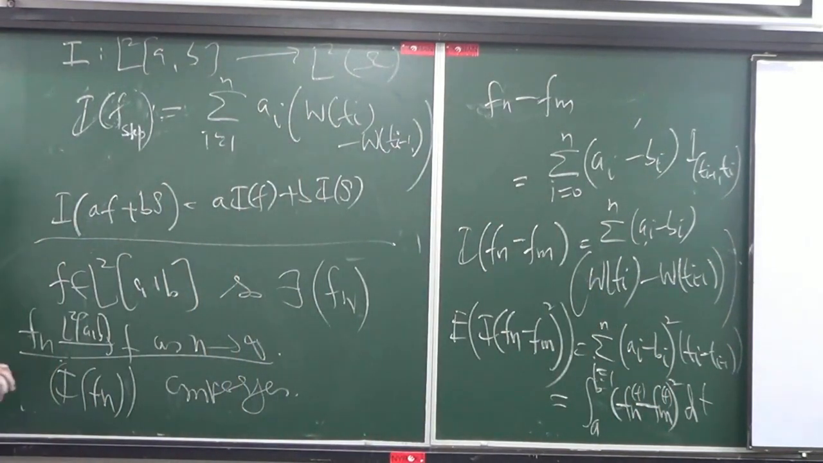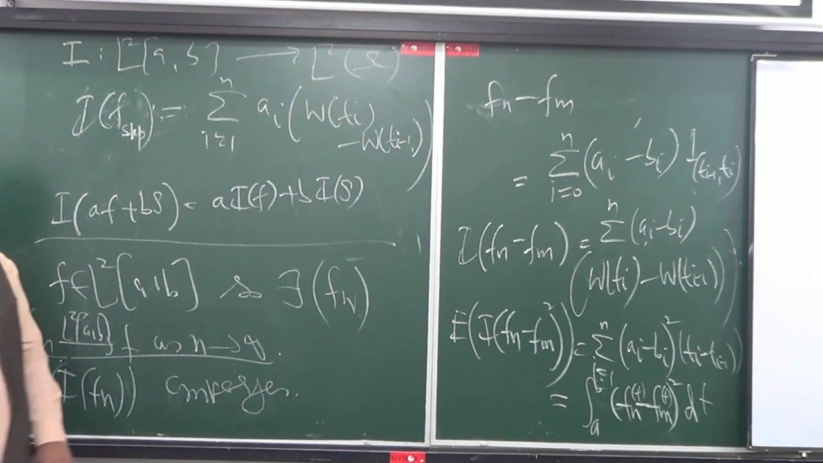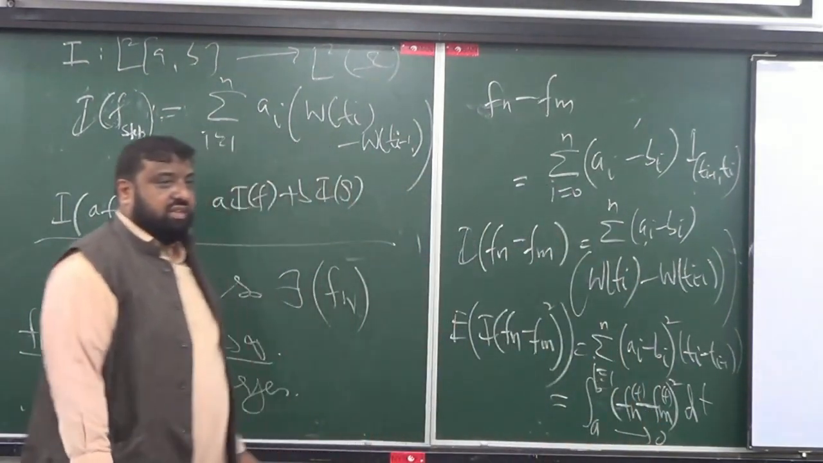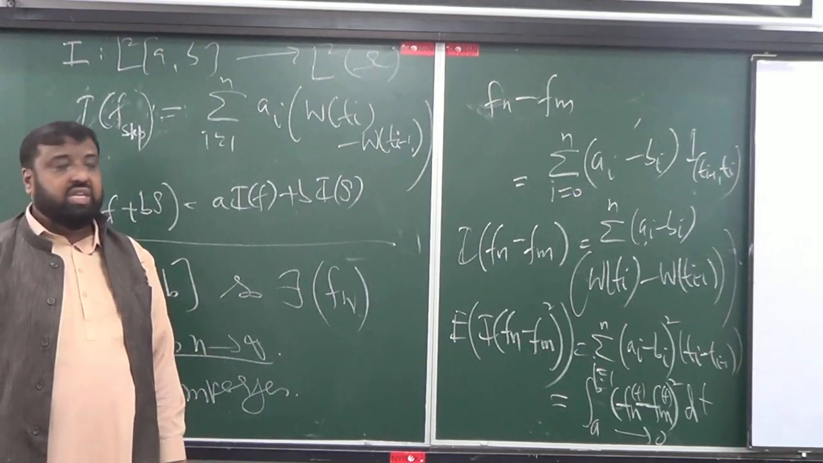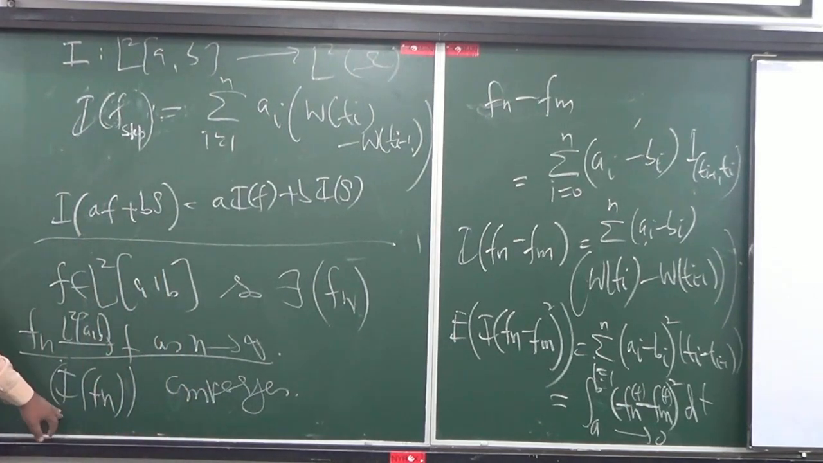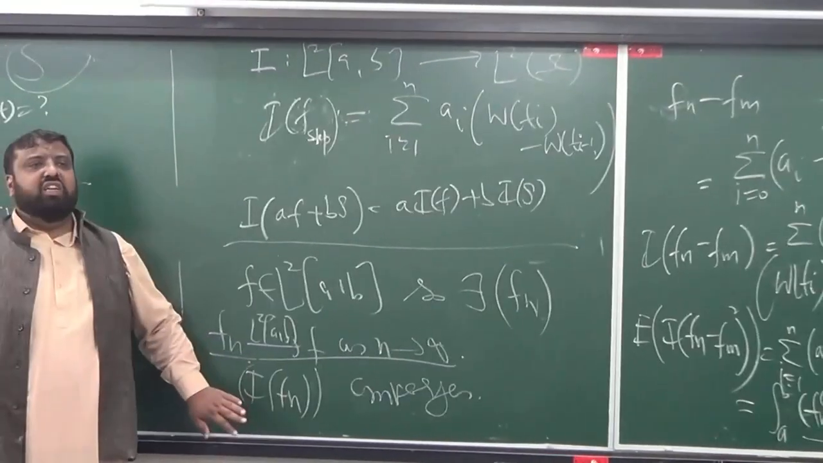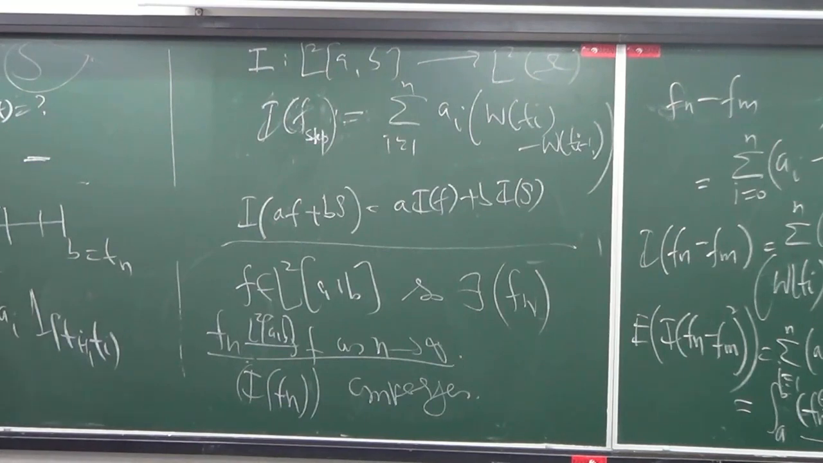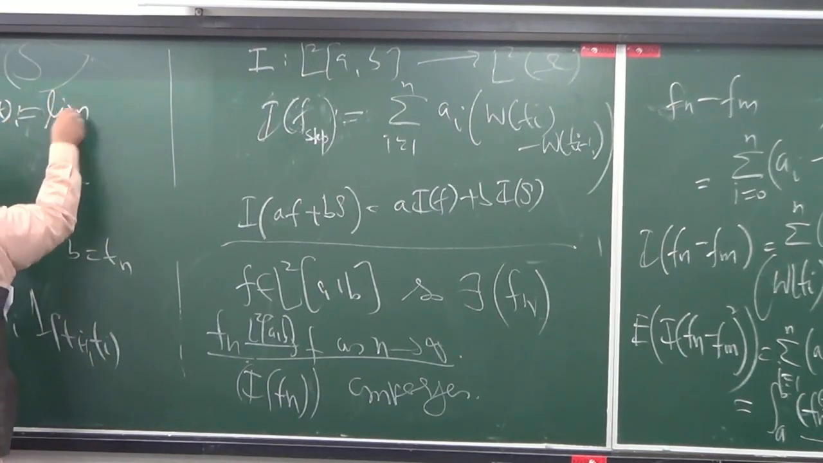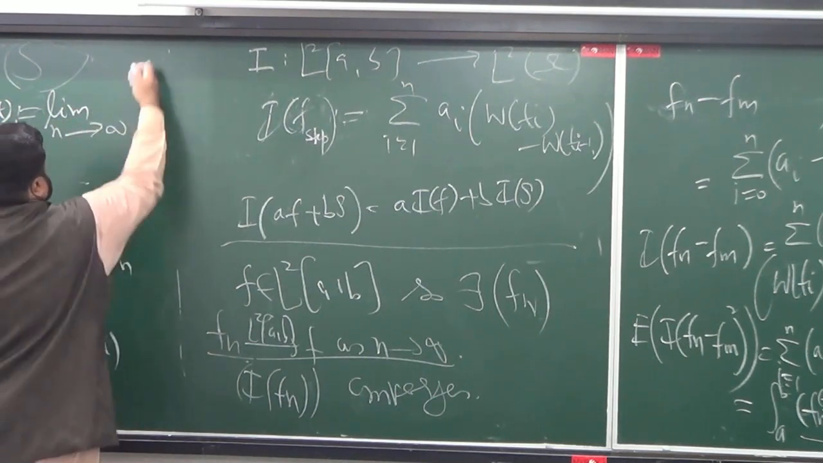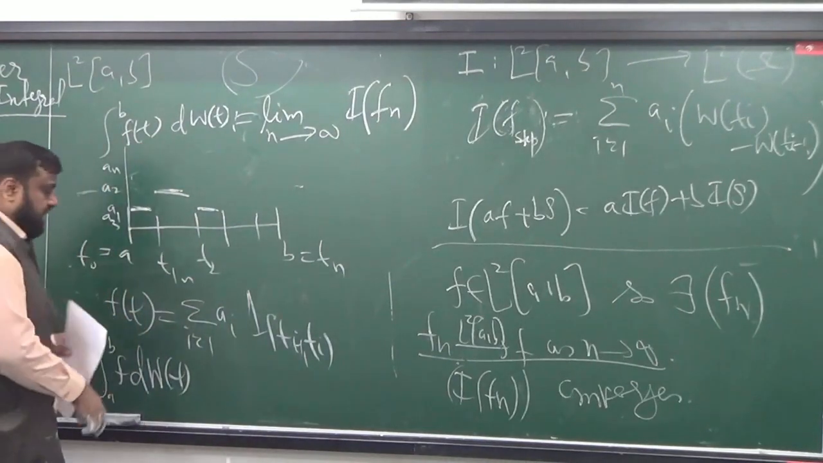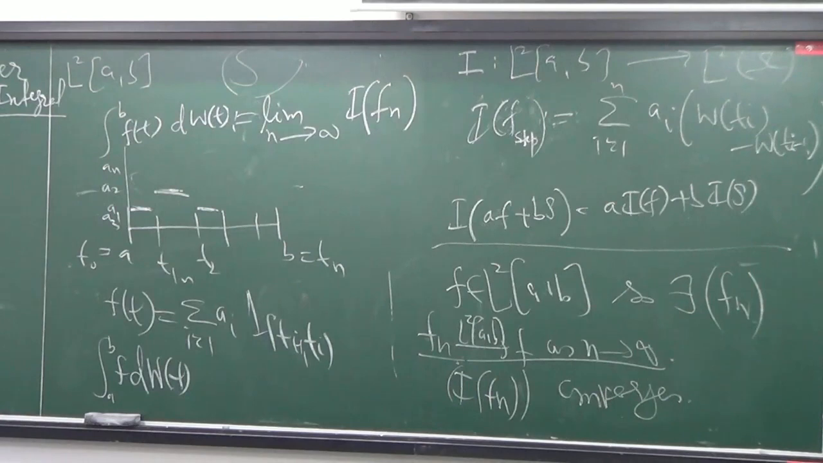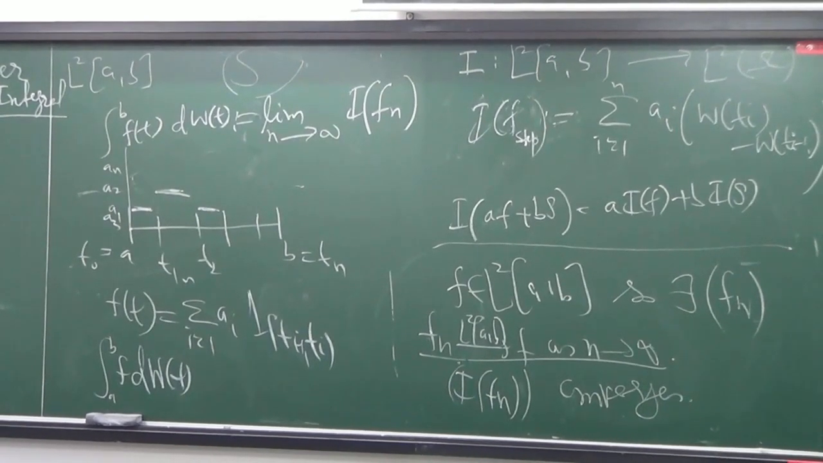But I know f_n converges to f in L2. As n goes to infinity, this must go to zero. So this shows that this sequence converges. Since it converges, it has a limit. It's a complete Hilbert space, so it's going to have a limit for sure. And whatever that limit is, in other words, this is the limit as n goes to infinity of I of f_n, where these f_n are those step functions which approximate f.